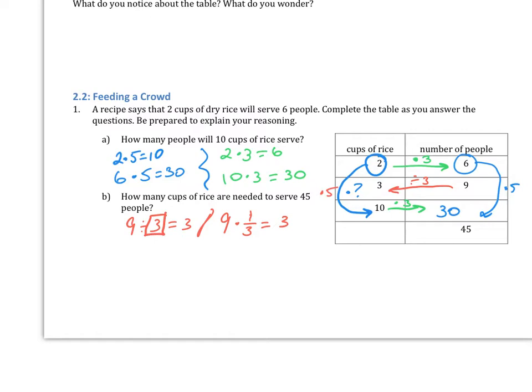Well, I'm going to apply that to the 45. I'm going to multiply by 1/3. So 45 times 1/3, you can treat it like this, put a 1 under the 45. 45 times 1 is 45. 1 times 3 is 3. And then I'm going to divide. 45 divided by 3 is 15. So we would say that 45 people would need 15 cups of rice.